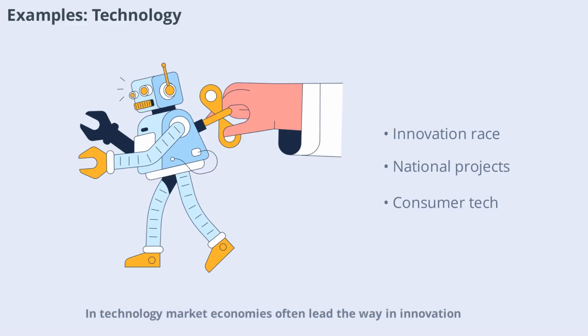In technology, market economies often lead the way in innovation, as companies compete to create the next big thing. Command economies may focus on large national projects but often lag in consumer technology and services. This difference shapes the pace and direction of technological change.